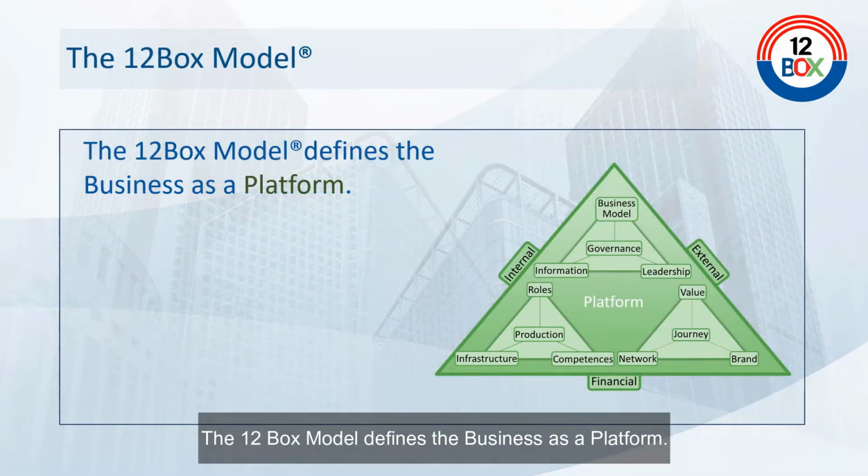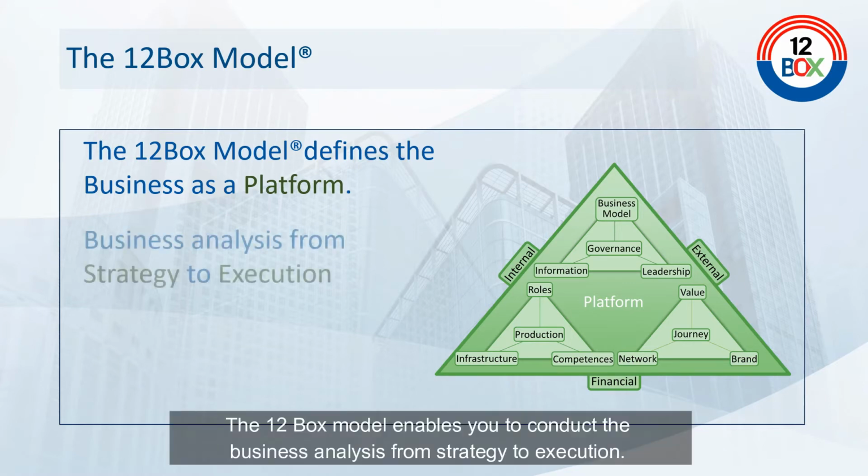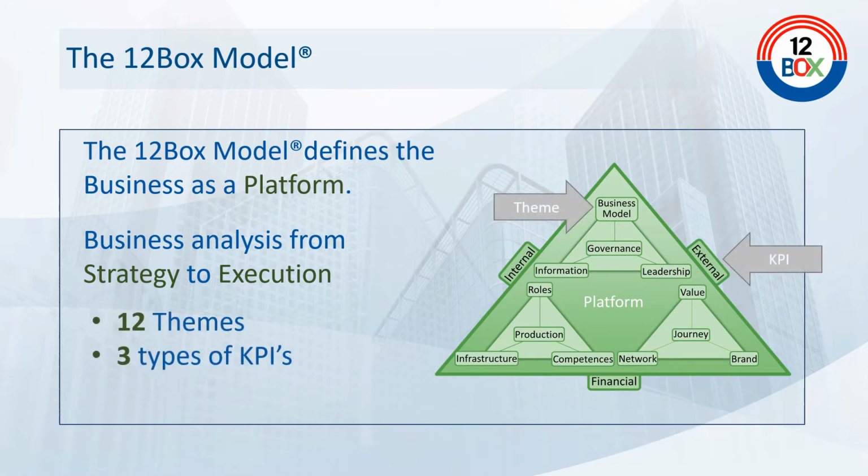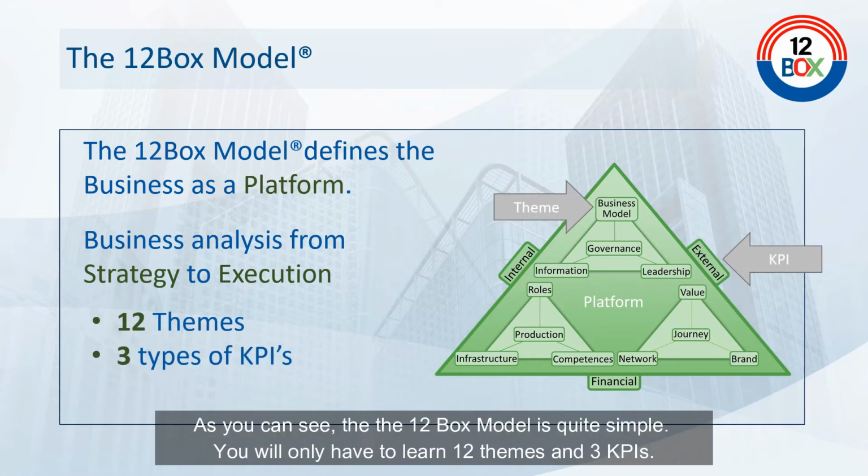The 12-box model defines the business as a platform. The 12-box model enables you to conduct the business analysis from strategy to execution. And in this way, you will get a solid and consistent input to your projects. As you can see, the 12-box model is quite simple. You will only have to learn 12 themes and 3 KPIs.